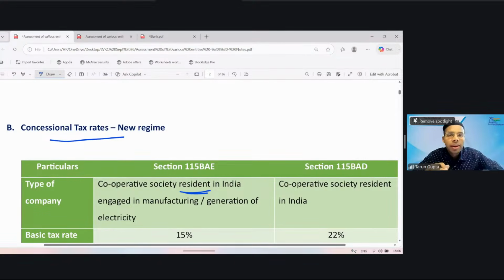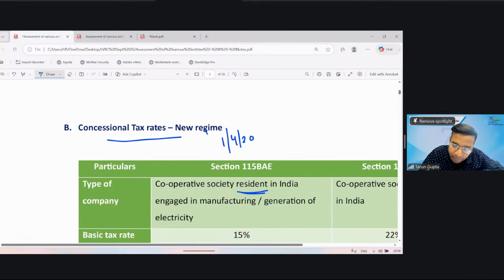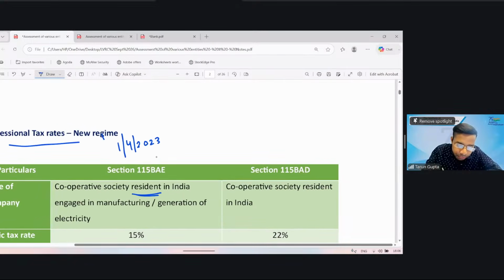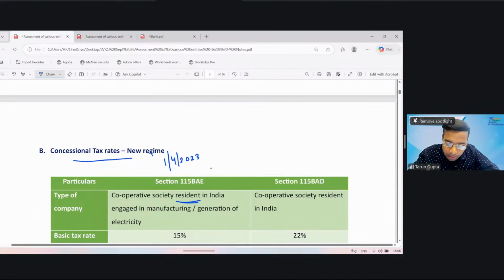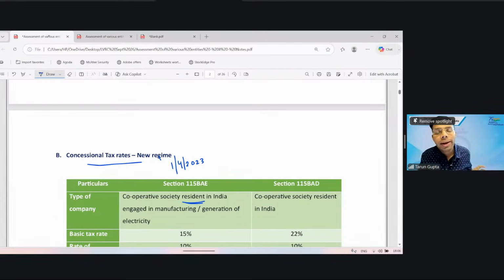Okay. So what this section says is, if a cooperative society is incorporated on or after 1st April 2023 and it commences manufacture or production of article or thing on or before 31st March 2024, then the cooperative society has an option, so it's an optional regime, to opt for this concessional tax rate and pay the tax at the rate of 15% on the income arising from this manufacturing and production of article or thing or from the generation of electricity.